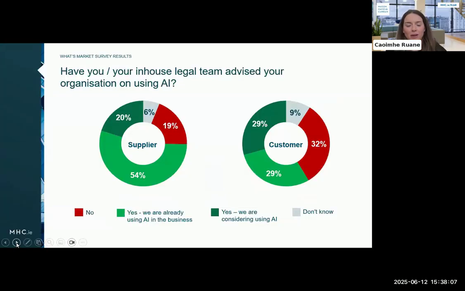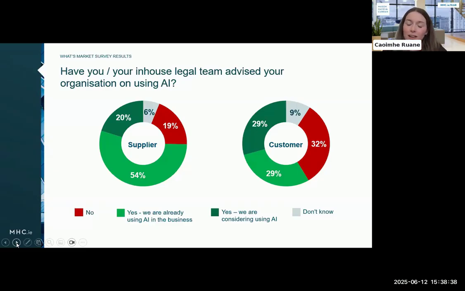So turning to AI, which I'm sure is a very topical issue for most businesses at the moment, the question we asked our survey participants was whether they or their in-house legal teams have advised their organizations on using AI. As most of you probably expected, the use of AI in businesses and certainly advising on it has hugely increased on both the supplier and customer sides. We're seeing a very definitive trend towards the use of AI and advice being required from in-house legal teams on its use within their orgs.